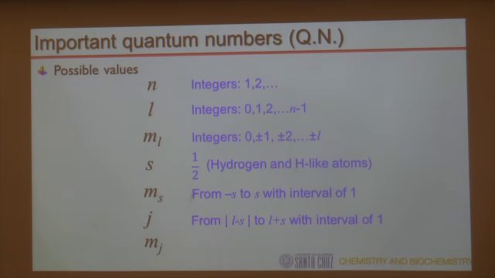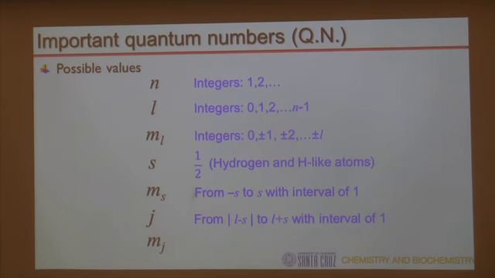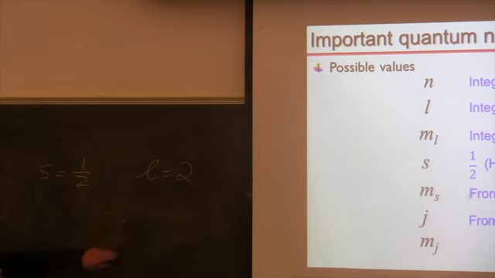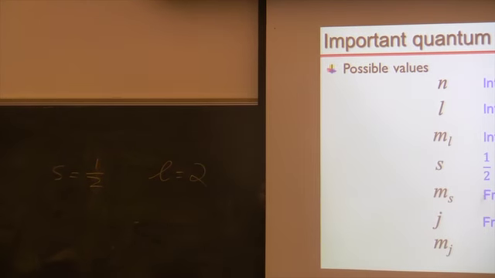With an interval of 1 as well. So the trick is, let's say S equals 1/2, always, for a hydrogen atom, okay? L equals, let's say, 2. So my first question is, what's the orbital here? Is it the S orbital, P orbital, D orbital, or what?